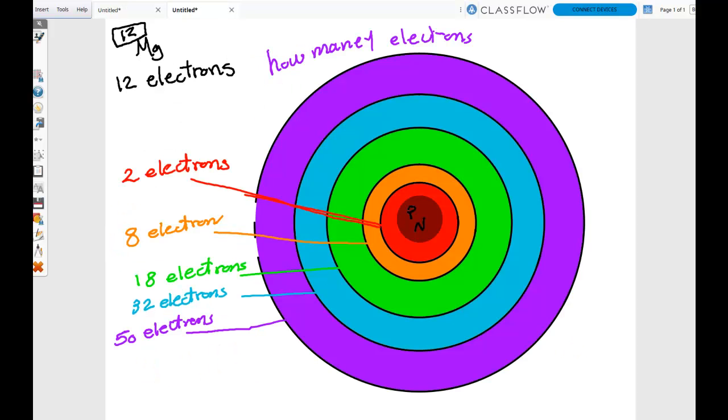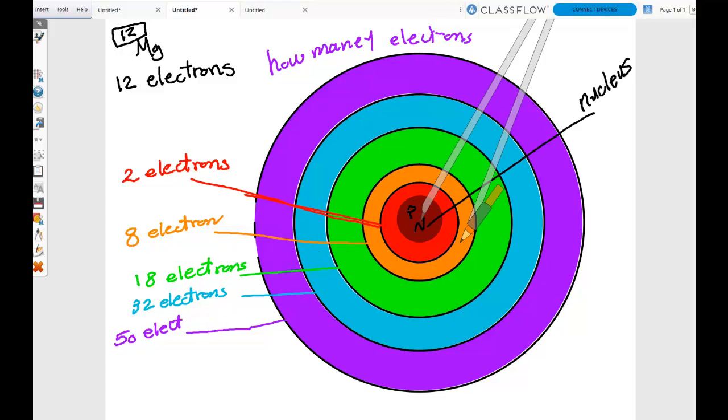That way, shell number 1 takes 2 electrons. Shell number 2 takes 8 electrons. Shell number 3 takes 18 electrons. Shell number 4 takes 32 electrons. Shell number 5 takes 50 electrons. The shells have subshells inside them. The electrons are divided in the subshells.